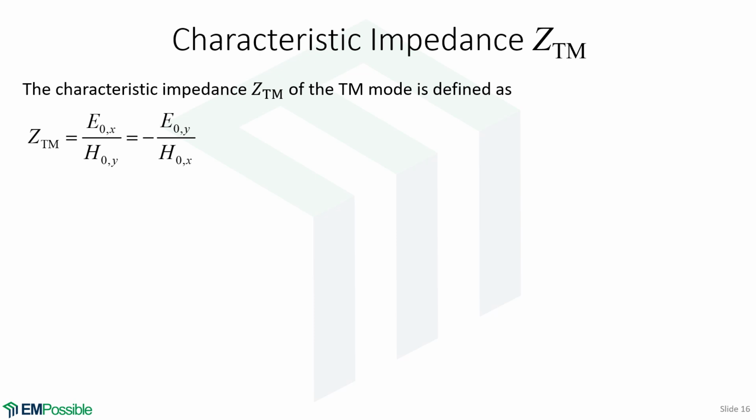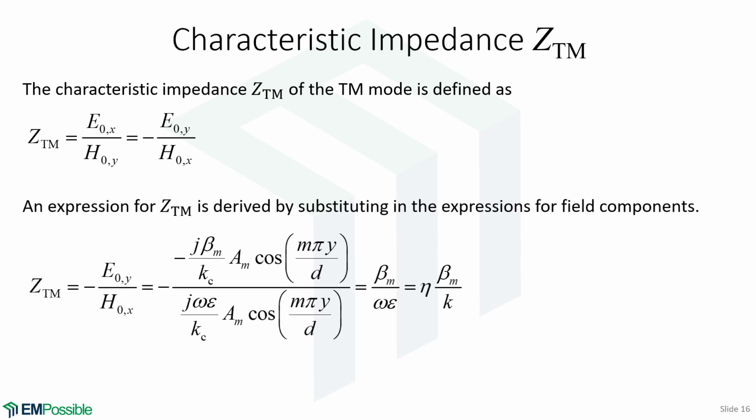Let's think about the characteristic impedance. Characteristic impedance is defined as the amplitude of E over the amplitude of H. And we now have expressions for the electric and magnetic fields that we can plug in here to get an expression for the characteristic impedance. And since we've done the wave analysis here, we also have an expression for our phase constant. So we can actually calculate the characteristic impedance of our TM modes.